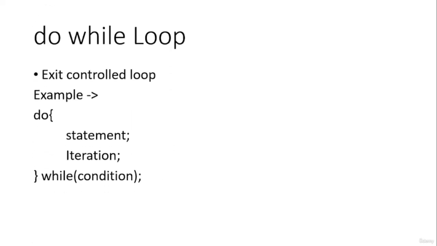The next type of loop is the do while loop. The do while loop is an exit control loop. So we start with the do statement. The syntax starts with do, followed by brackets, and in the brackets we write the code for our iteration and statement. And finally, in the while part at the end, we write the condition for the loop to execute. So we will see the practical for this session to understand more about this.